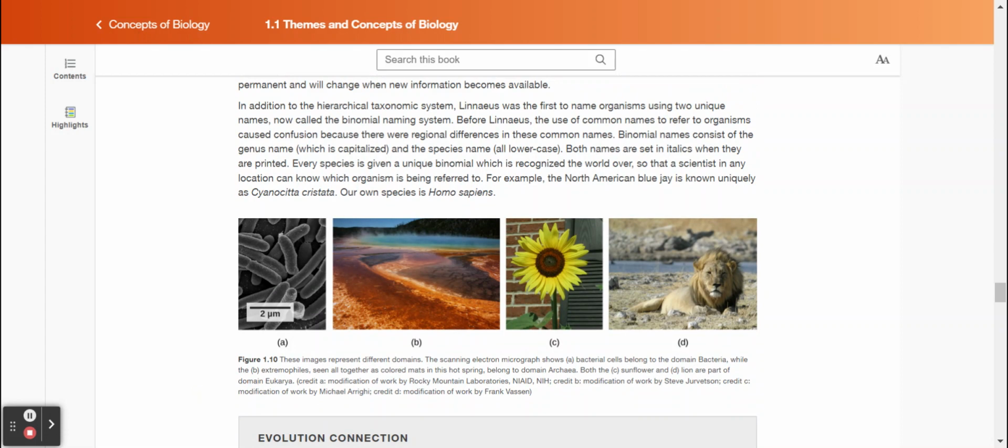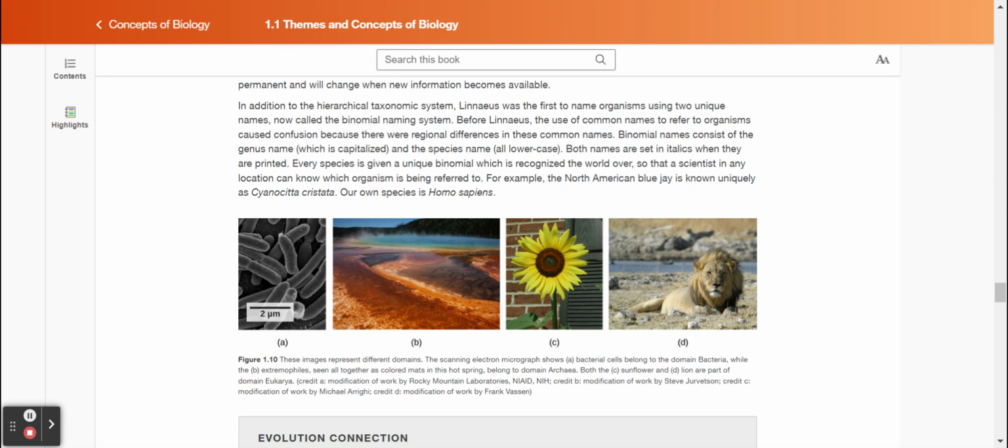In addition to the hierarchical taxonomic system, Linnaeus was the first to name organisms using 2 unique names, now called the binomial naming system. Before Linnaeus, the use of common names to refer to organisms caused confusion because there were regional differences in these common names. Binomial names consist of the genus name, which is capitalized, and the species name, all lowercase. Both names are set in italics when they are printed.